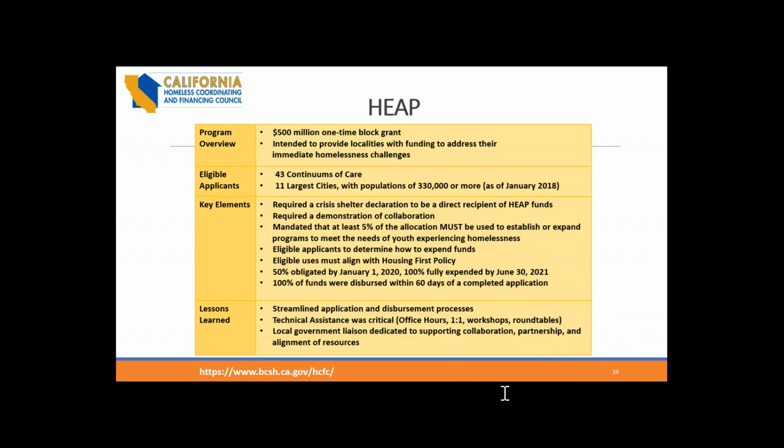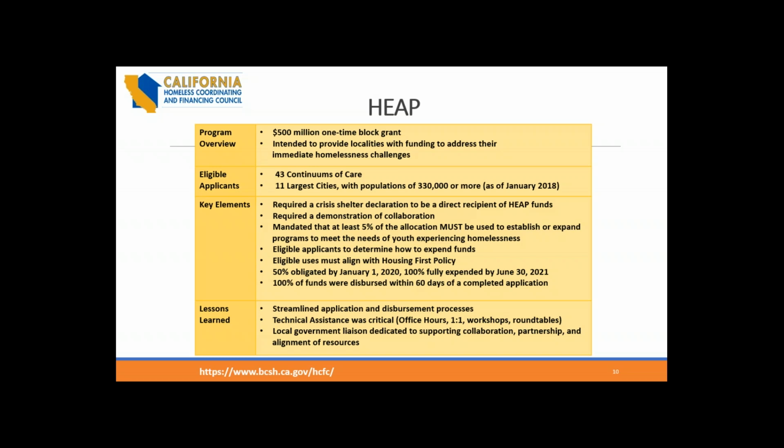But I do want to highlight that again, 50% has to be obligated by January 1st, which is around the corner, and then fully expended by June 30th, 2021. So it is a very quick program, and it's meant to fill the gaps. And as Amy already mentioned, one of the key components of this program is the 5% allocation for homeless youth programs. That was a minimum amount that folks needed to spend specifically on our homeless youth population, because there is a recognition that they need very specific services and programs to meet their needs.